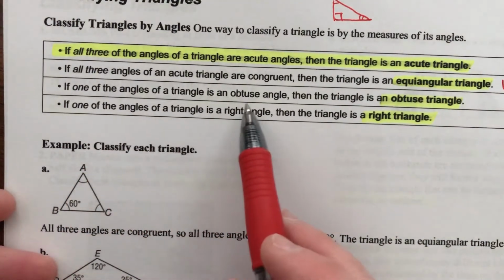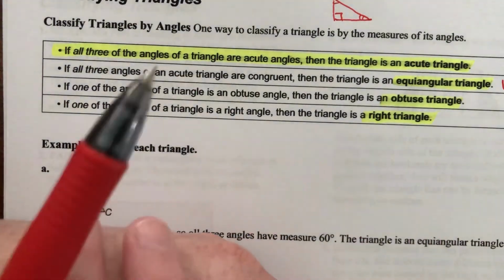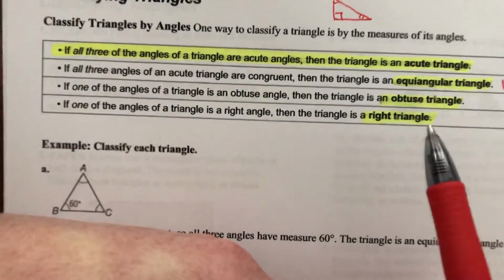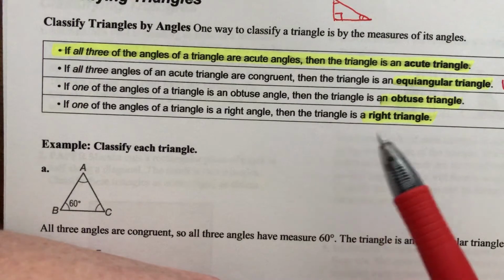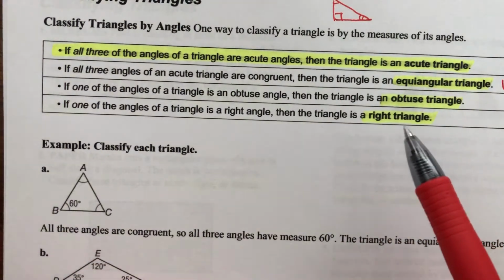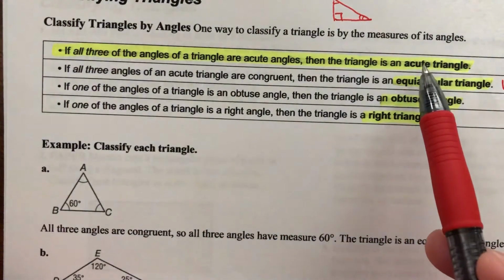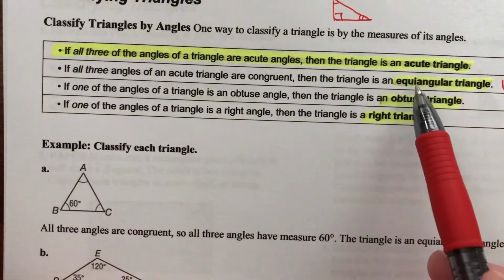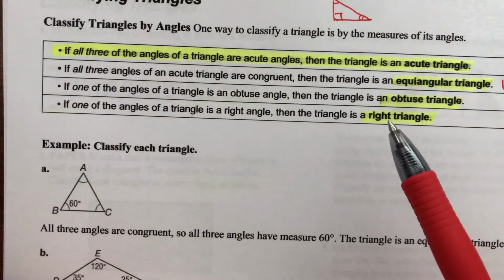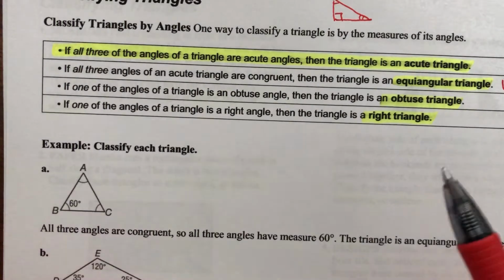If one of the angles is obtuse, not all 3 can be obtuse, because if all 3 angles were bigger than 90, they're not going to all add up to 180, right? They have to add up to exactly 180. So if one of the angles is obtuse, we call it an obtuse triangle. And then if one of the angles is exactly 90 degrees, we call it a right triangle. So acute is when they're all less than 90. Equiangular is when they're all 60 degrees. Obtuse is when one of the angles is larger than 90. And right is when one of the angles is exactly 90.